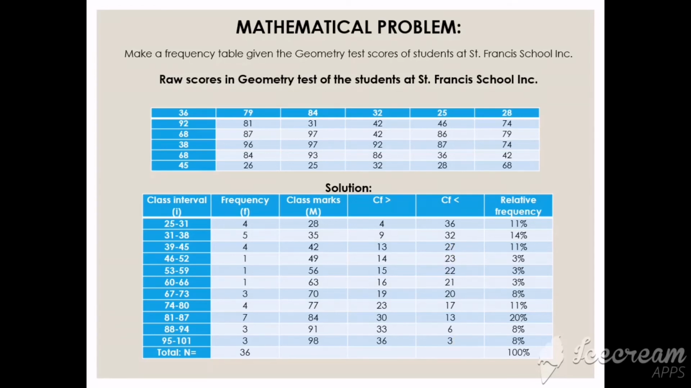So, sa pagkuha ng ating relative frequency, ang gagawin lang natin is yung frequency divided by the total frequency times 100. So, for example, 4 divided by 36 times 100, makakakuha tayo ng 11%. 5 divided by 36 times 100, makakakuha tayo ng 14%. Then, hanggang dulo po, dapat makukuha natin a total ng relative frequency is 100%.